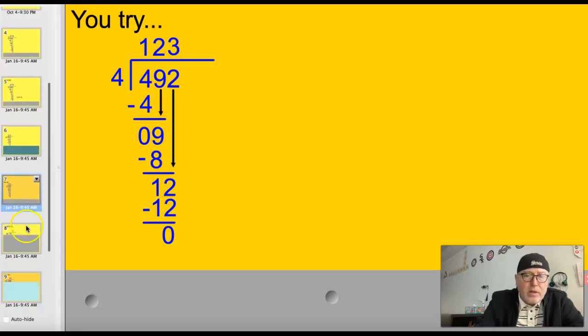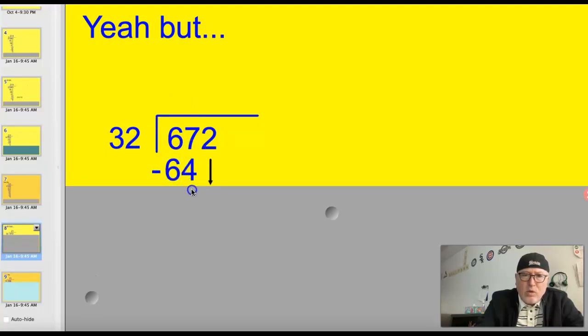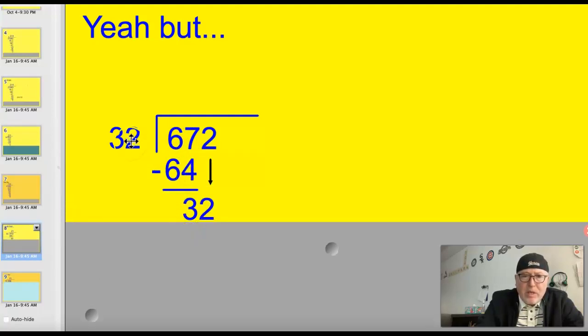Okay, great. But there's always "yeah, buts" here, so let's just see what happens on this one. Does 32 fit into 6? No, it goes in there 0 times. So does 32 fit into 67? Yes, it'll go in there twice. We can subtract that out. 67 minus 64, we end up with 3. Does 32 fit into 3? It does not, so you can bring down that 2 again.